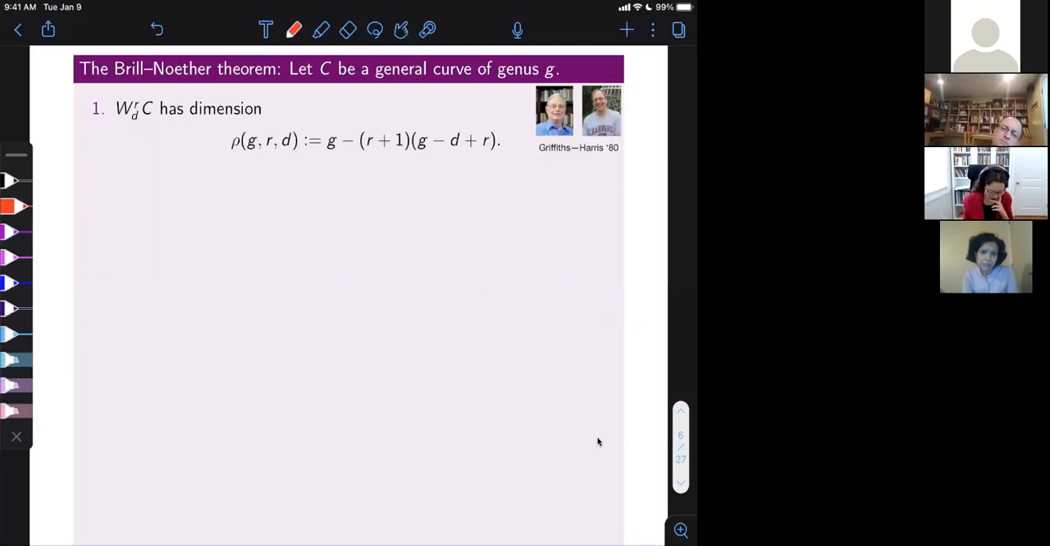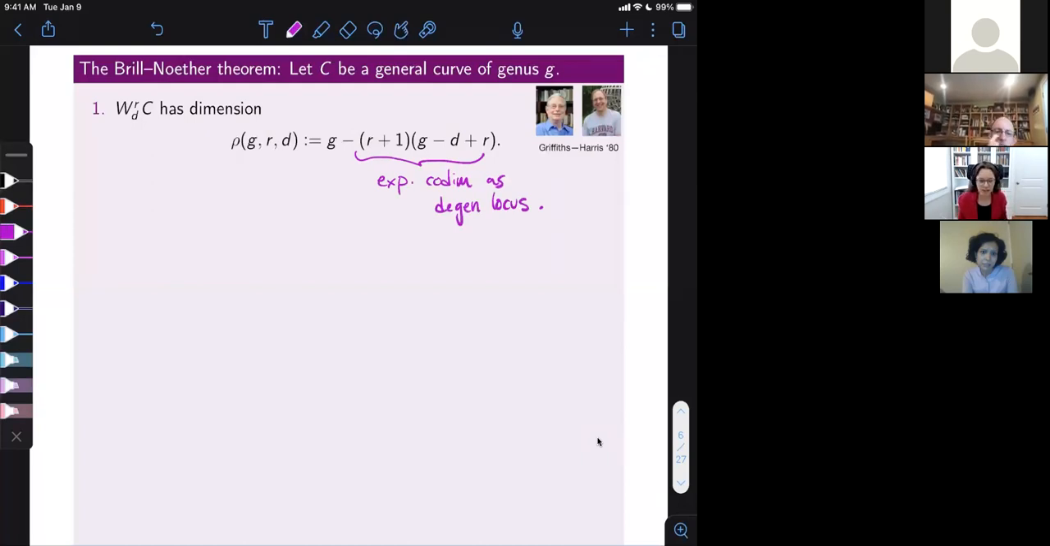And I want to point out that this (r plus 1) times (g minus d plus r) is the expected codimension as a degeneracy locus of a map of vector bundles. So this says it occurs in the expected codimension. And you should read into this that when rho is negative, it's empty. All right, so that's the first step, proved by Griffiths and Harris.